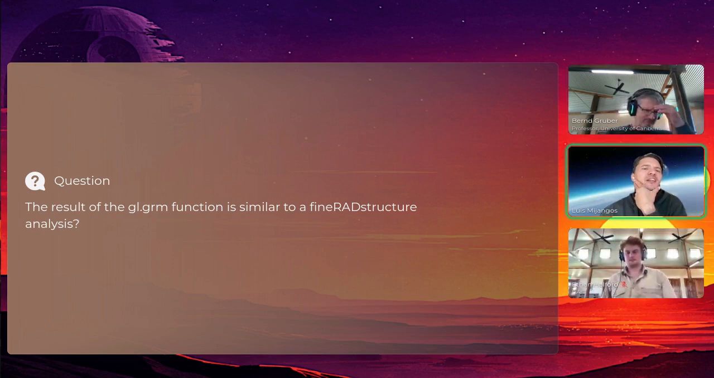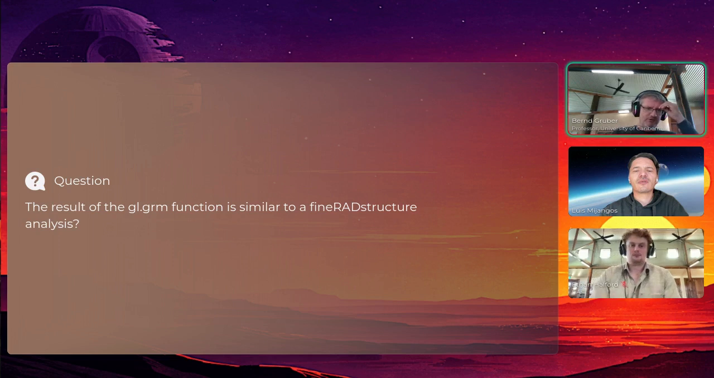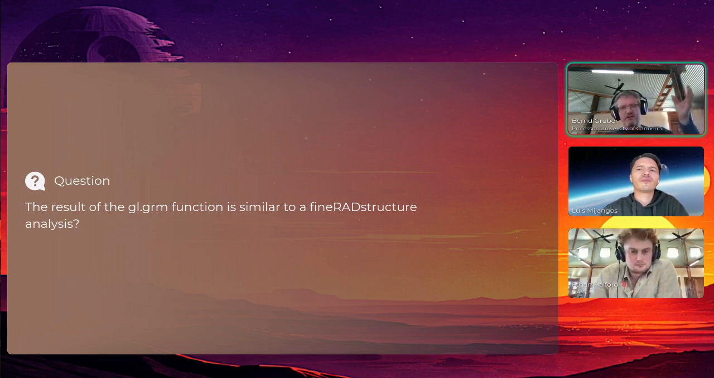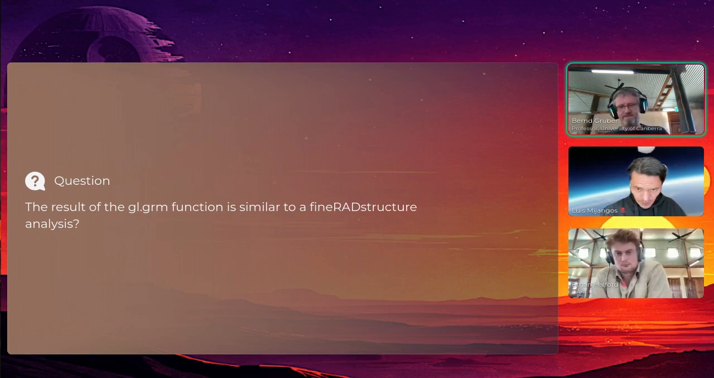I haven't heard about that specific analysis. I think fineRADstructure is based on haplotypes, so it is more a similarity coefficient compared to a relatedness matrix. In the output you get the same kind of thing, how closely two individuals are together, but the basis is different.